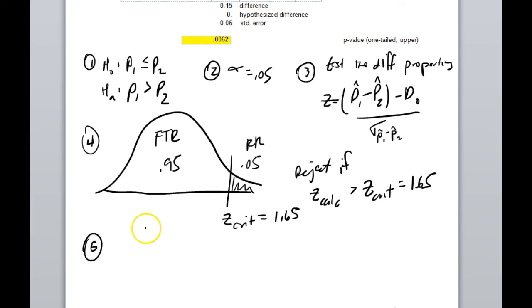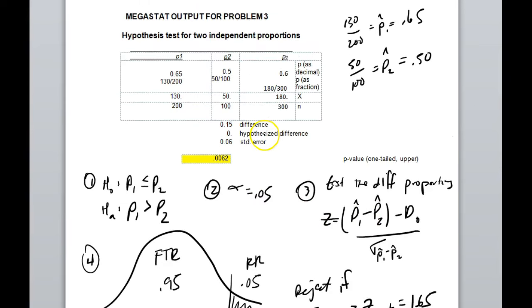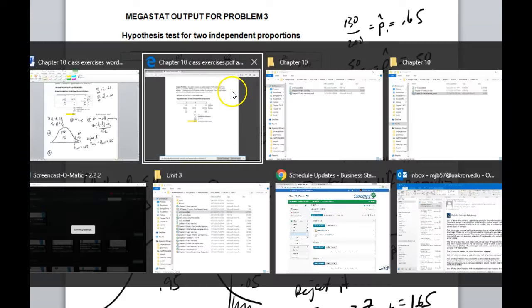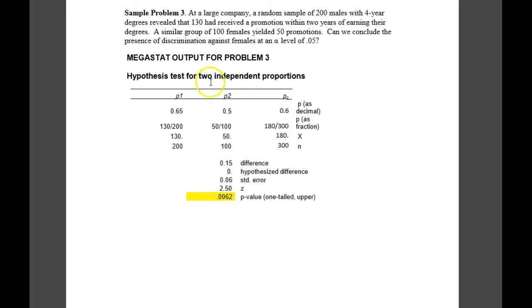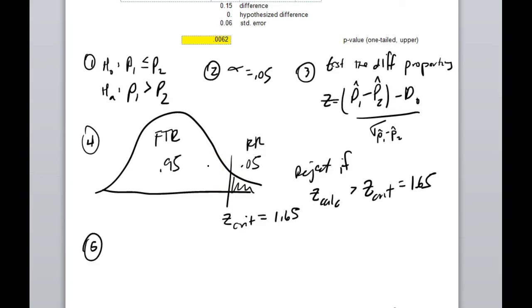So 5 is where we calculate everything. Lucky for us, we actually don't really even need to get into that too much. We are just going to look at this table, which is again not showing what we want it to show, so I will hop on over to the PDF version of it. This table gives us a z equal to 2.5. So Z calc is equal to 2.5.